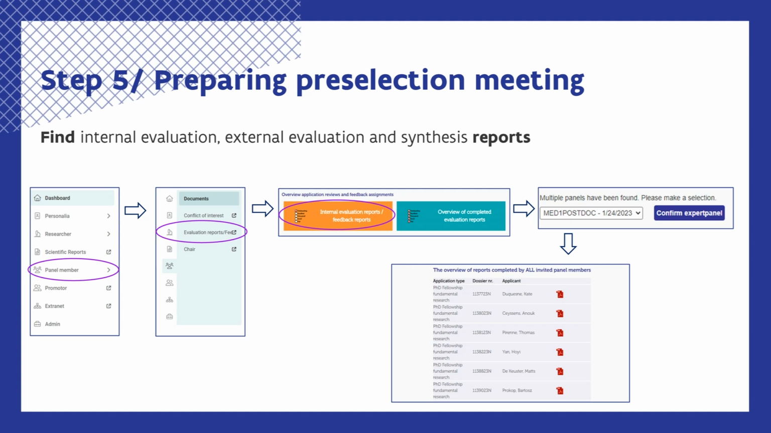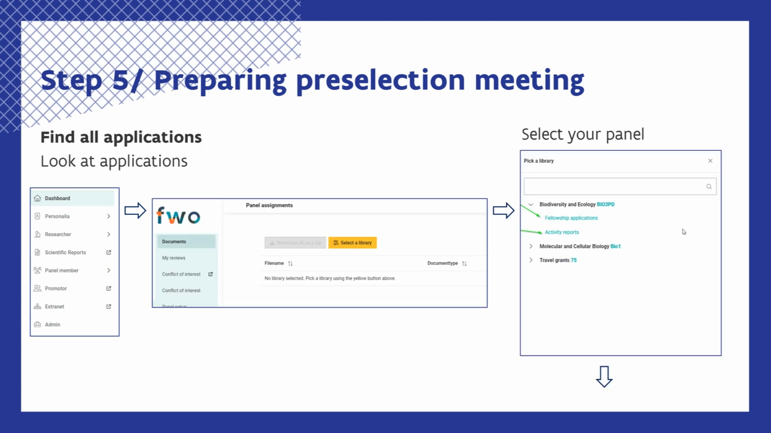To access these reports, click on the Panel Member button, then select Evaluation Reports Feedback followed by the tile Overview of completed evaluation reports. After selecting your panel, you will see an overview of all reports for each application within your panel. In preparation of the meeting, you can also access all applications submitted to your panel.